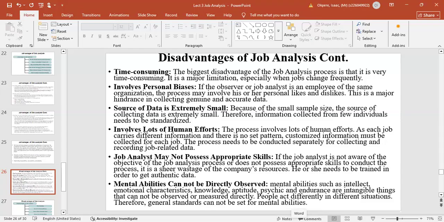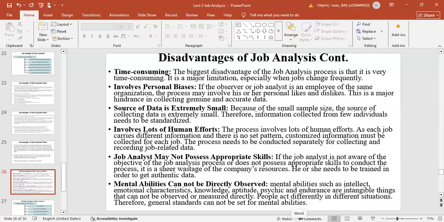Four, it involves a lot of human effort. Job analysis cannot be done with IT nowadays. It cannot be done with IT. No, it needs human effort.